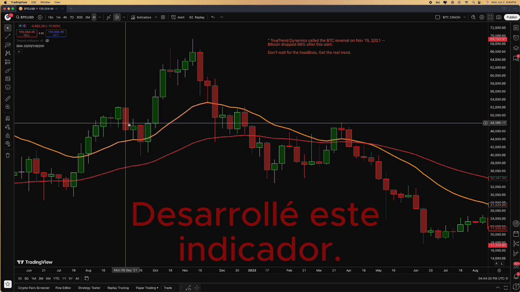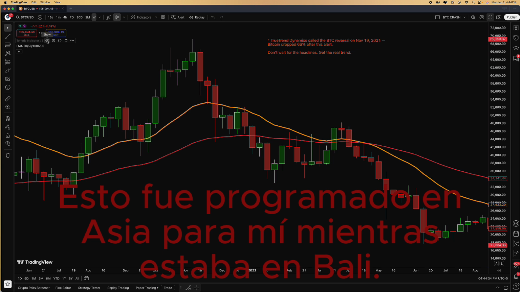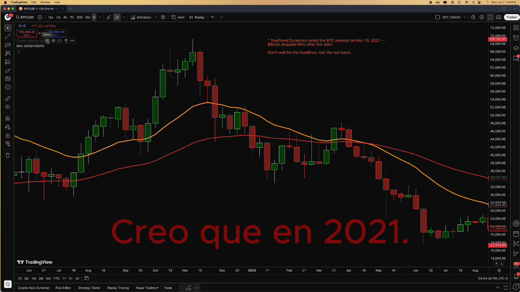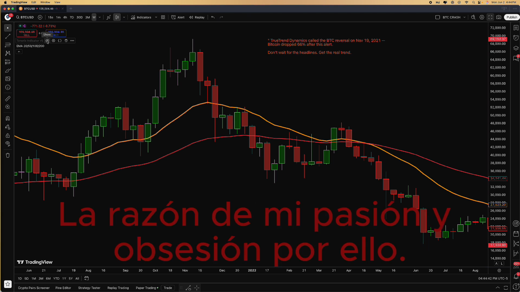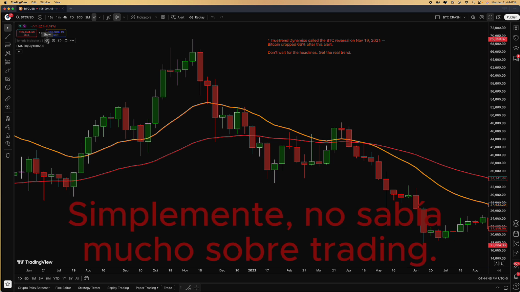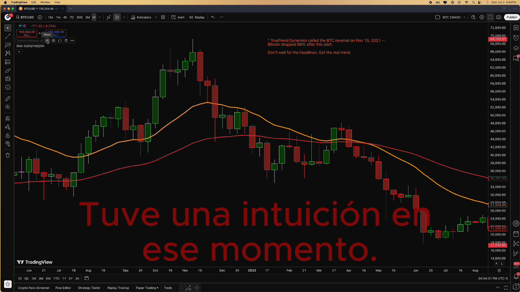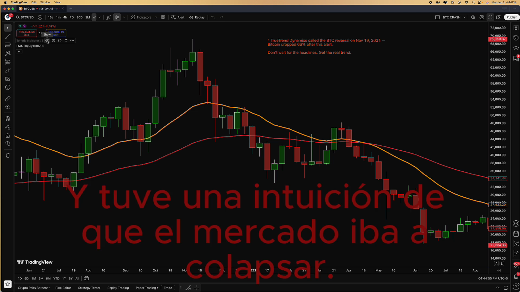Now, I developed this indicator, which was programmed in Asia for me when I was in Bali, I think in 2021. But I began working on this method in 2018. The reason I became so passionate and obsessed with it was one day I didn't know how to trade much. I had an intuition at the time. I had a lot of money, and I had an intuition that the market was going to crash.